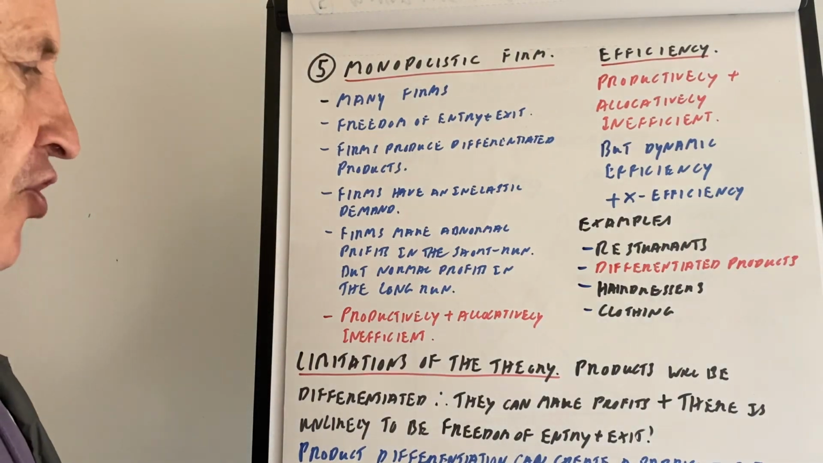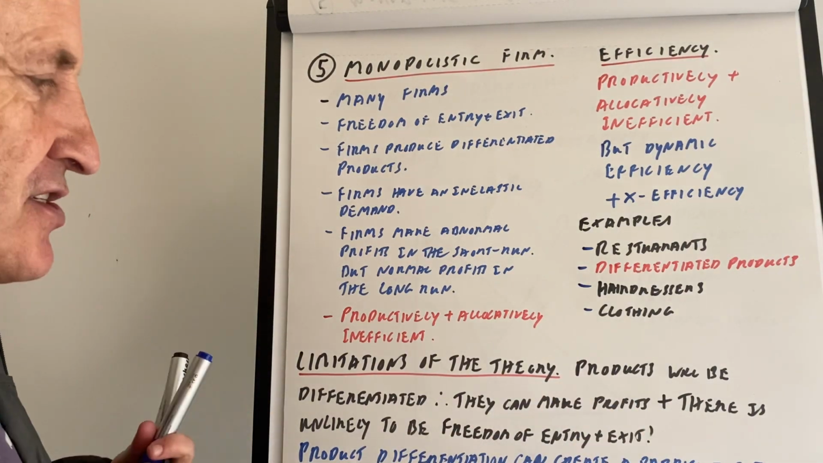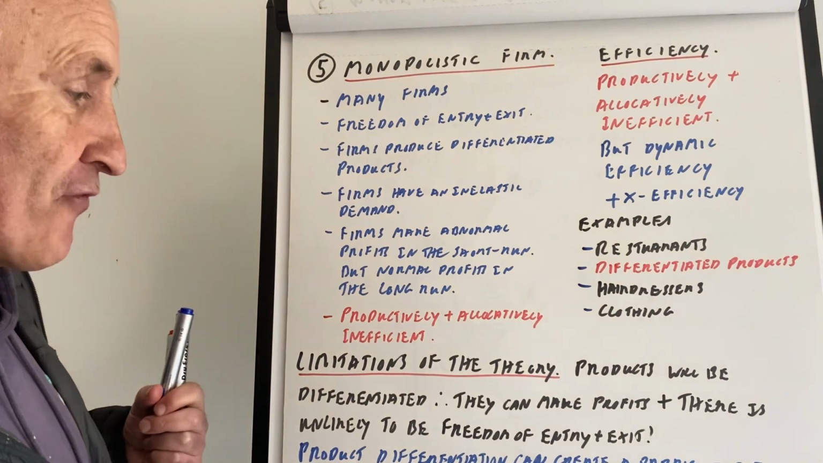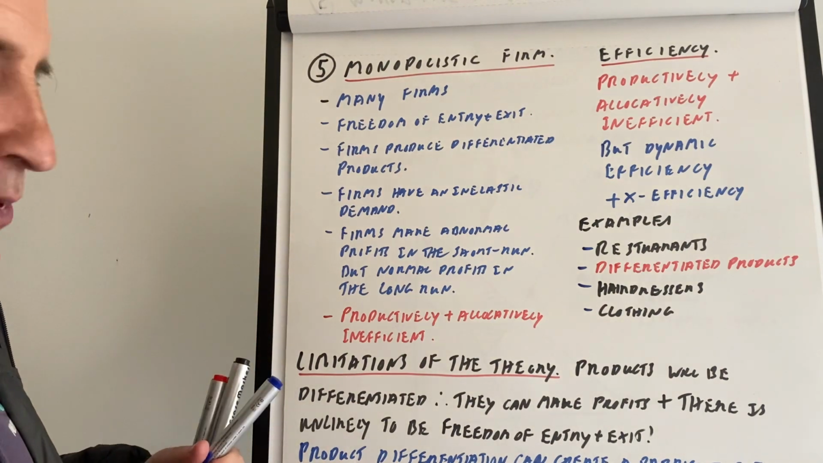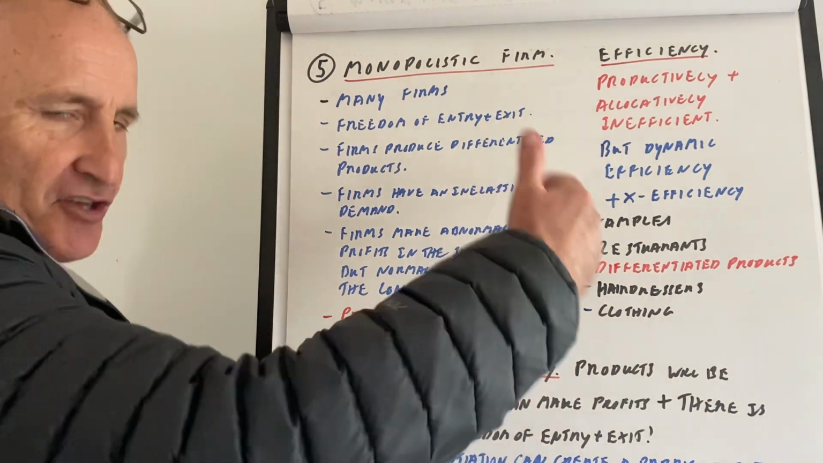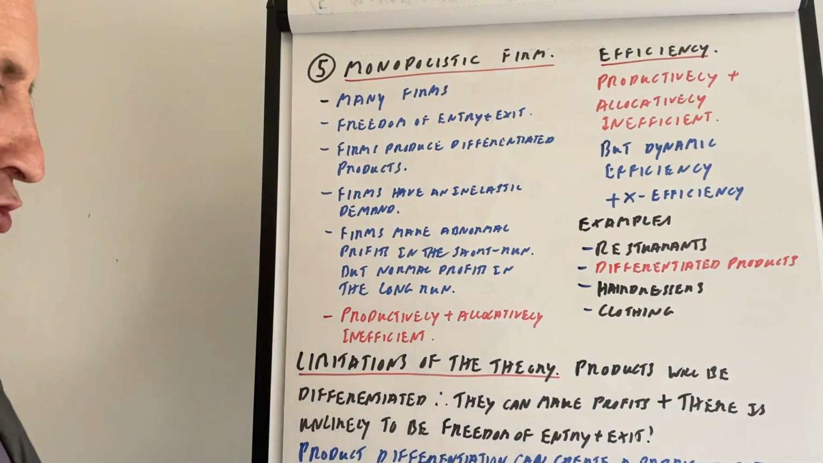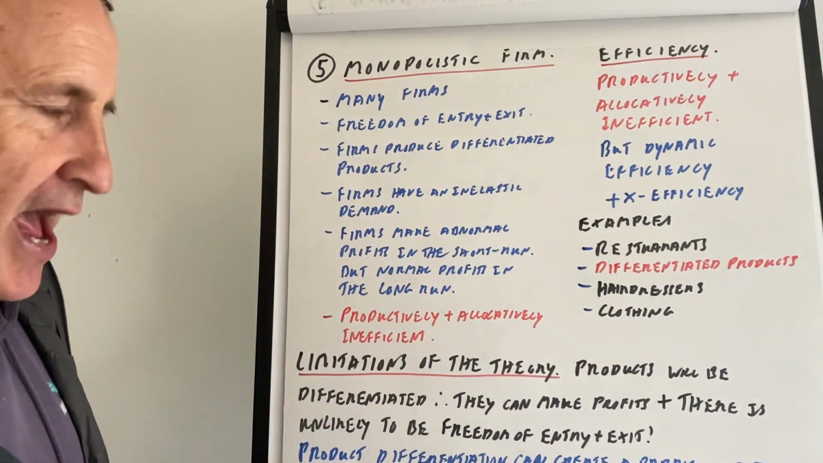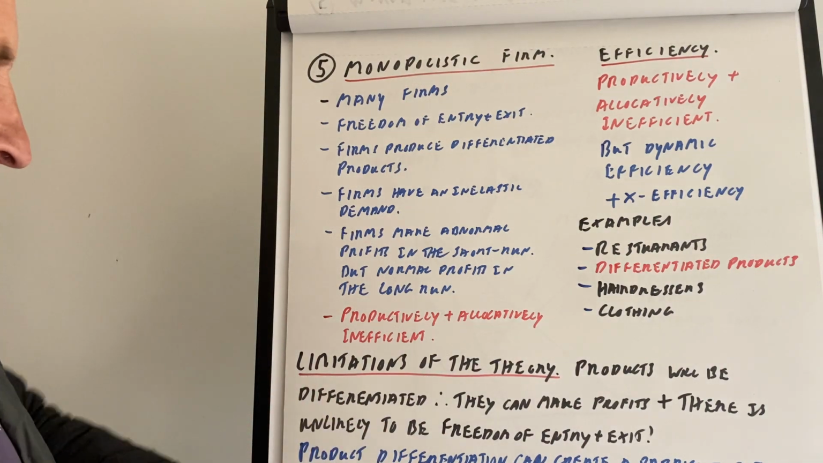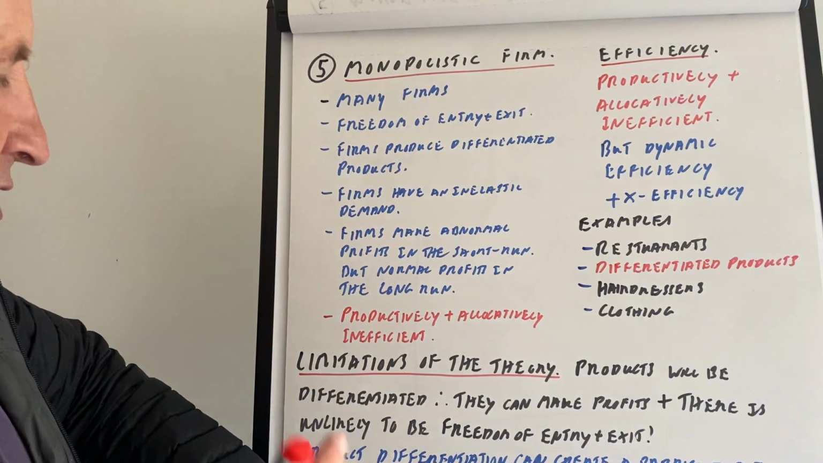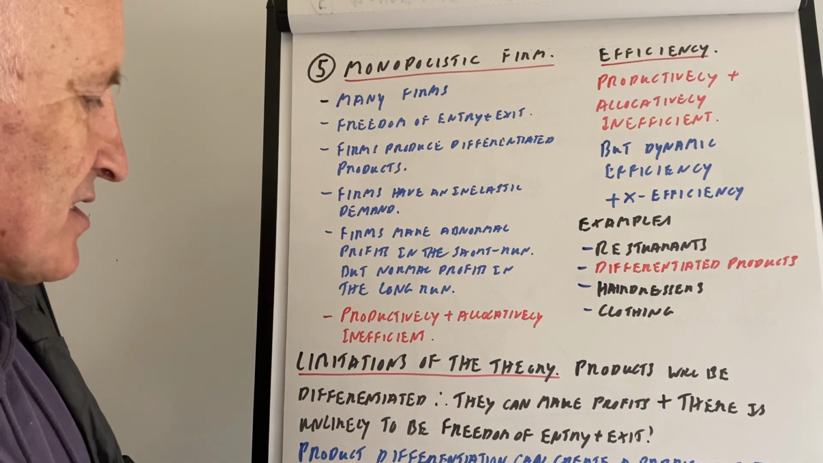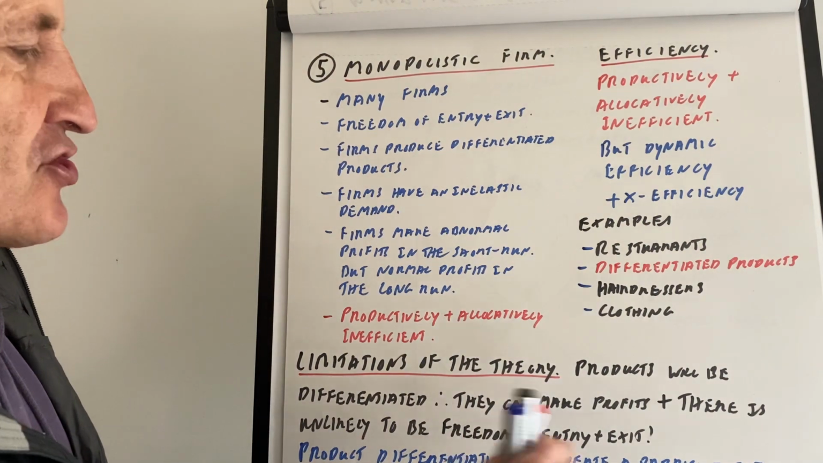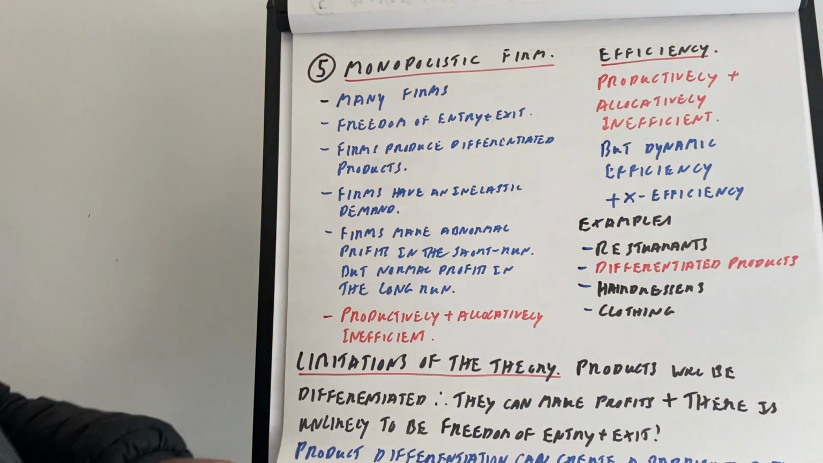The limitation of the theory is that products will be differentiated, therefore firms can actually make profits, so therefore they can be dynamically efficient. So the strict version of the diagram that I've just drawn, where it's only making normal profit in the long run, has a limitation, because if you can build up a good brand, then you can actually make profits. And there is unlikely to be complete freedom of entry and exit. Product differentiation can create a barrier to entry for that industry.